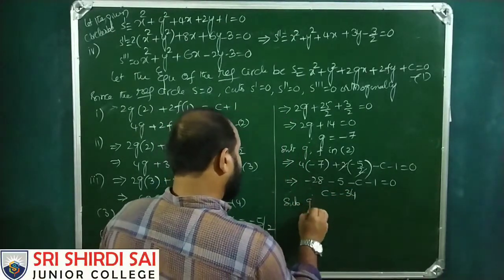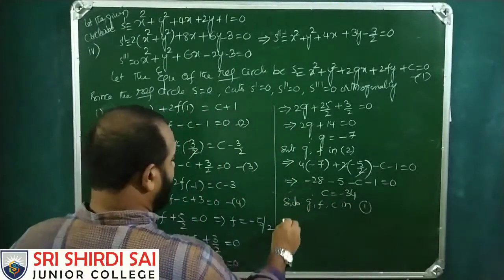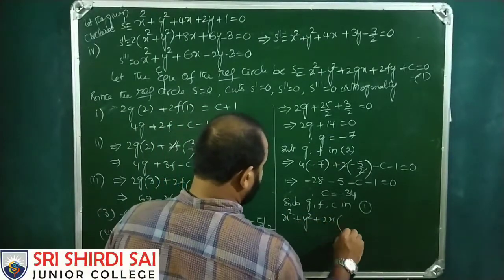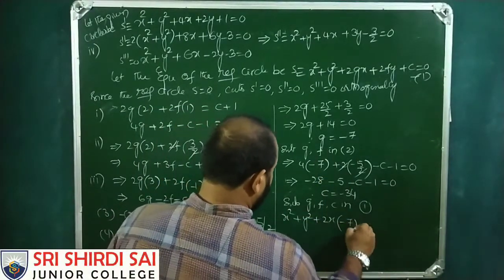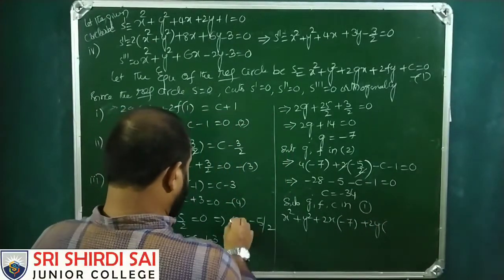Substituting g, f, c in the first equation. So x square plus y square plus 2gx, 2x into g value which is minus 7, plus 2fy, 2y into the value of f which is minus 5 by 2.